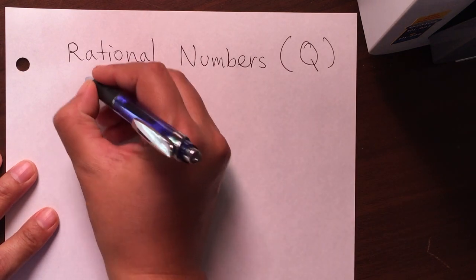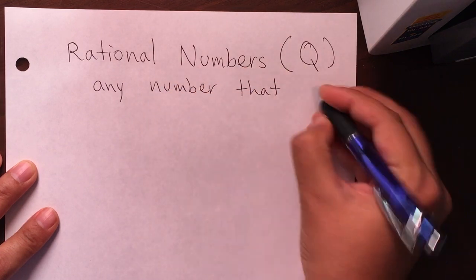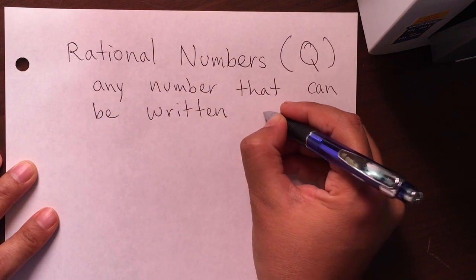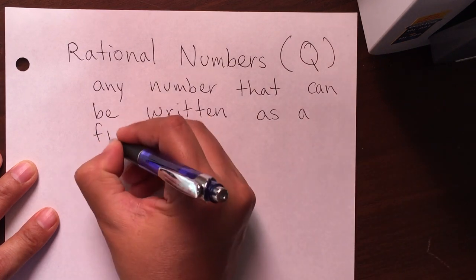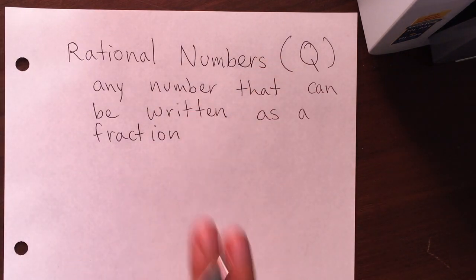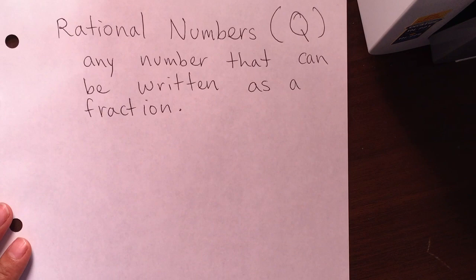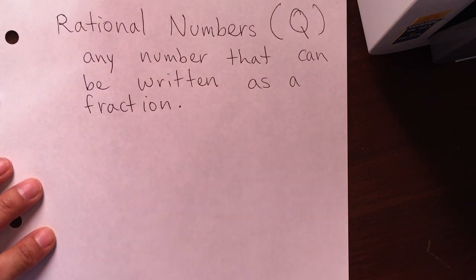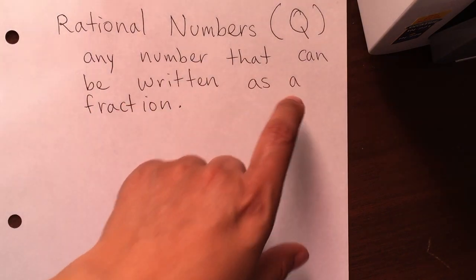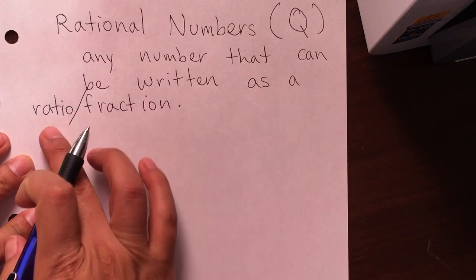So rational numbers, it's any number that can be written as a fraction. And since I'm using a lot of space in here, you might want to write it down, because I'm going to be pushing the paper up. So write it right now. And some examples might not look like a fraction. They also say any number that can be written as a ratio, okay, which is just a comparison between two numbers. So as a ratio or fraction.